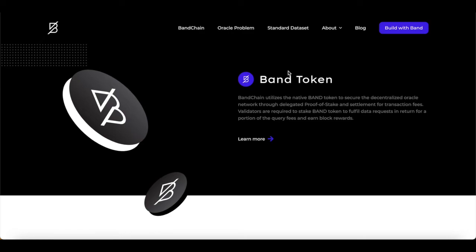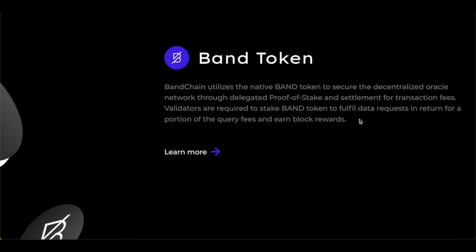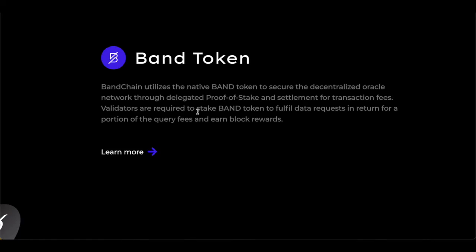And let's not forget the Band Protocol token itself, that's very important. It's the token that I earlier made a price prediction on, to be specific. BandChain utilizes the native Band token to secure the decentralized oracle network through delegated proof of stake, and it settles transaction fees. Now, validators request to stake Band tokens to fulfill data requests in return for a portion of the query fee and earn block rewards.